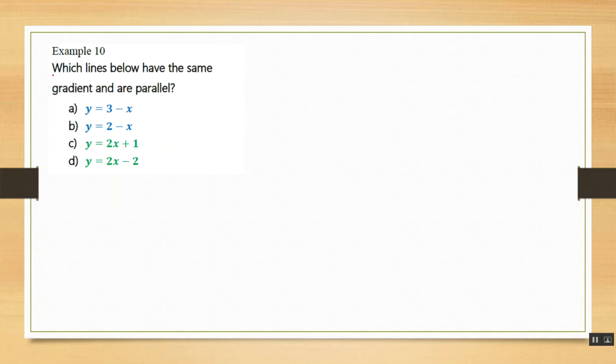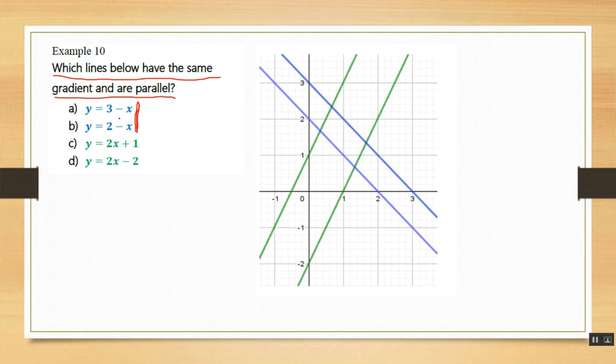Example 10. Which lines below have the same gradient and are parallel? You can see the blue graphs have minus x. So the gradient is minus 1. So they have the same gradient. So that means they're parallel. When we draw the blue graphs, we get these two blue graphs. And they're parallel, which means they're the same distance apart.